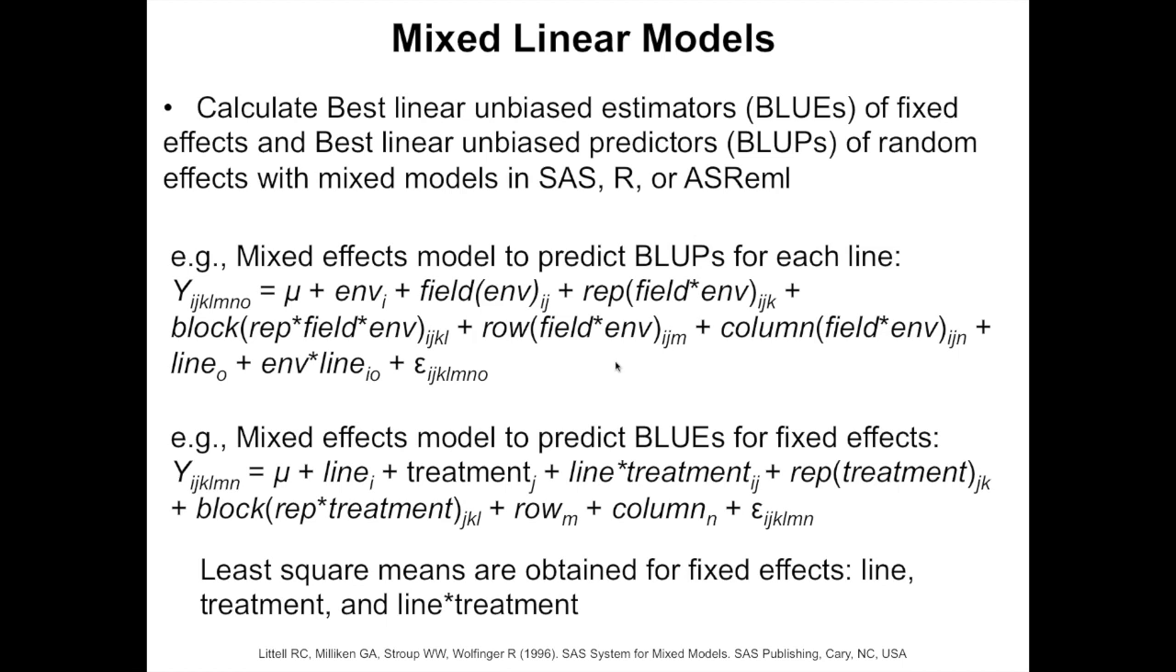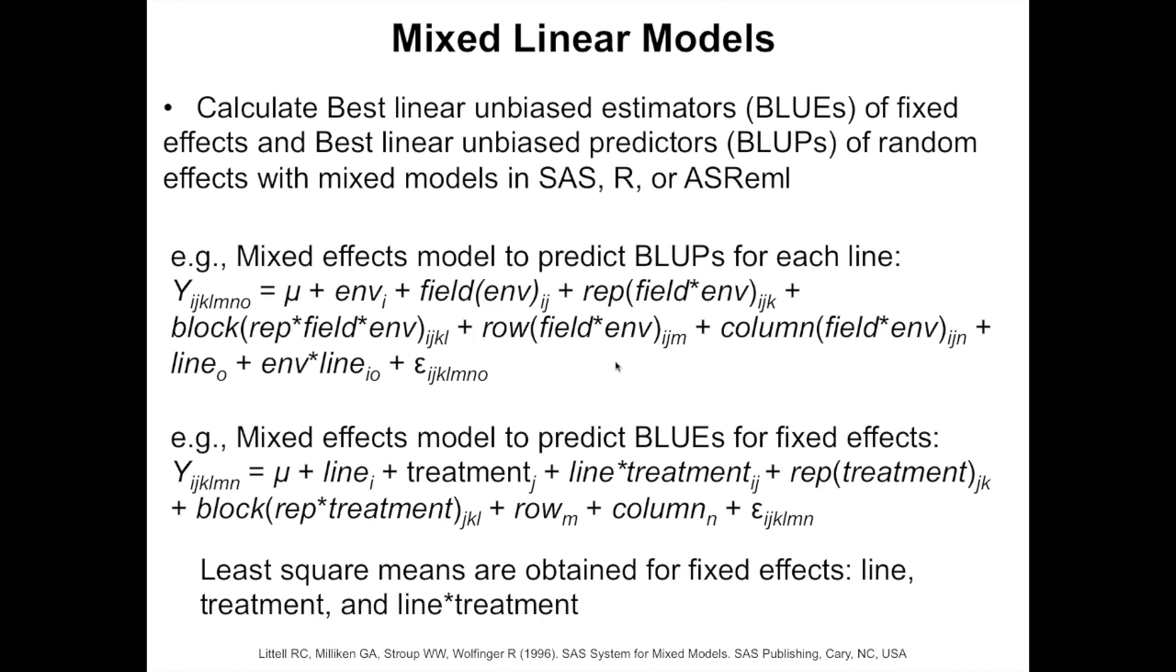With a mixed linear model, you can calculate BLUEs of fixed effects. A BLUE is a best linear unbiased estimator, and that's generated for fixed effects. And then there are BLUPs, which are best linear unbiased predictors, and those are only estimated for random effects. All of this is in the framework of a mixed model, and this can be carried out in such software programs as SAS, R, or ASReml.